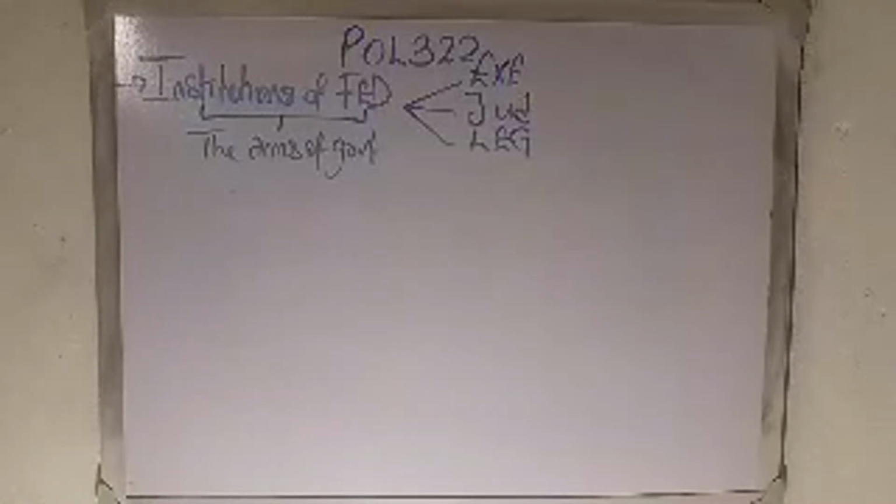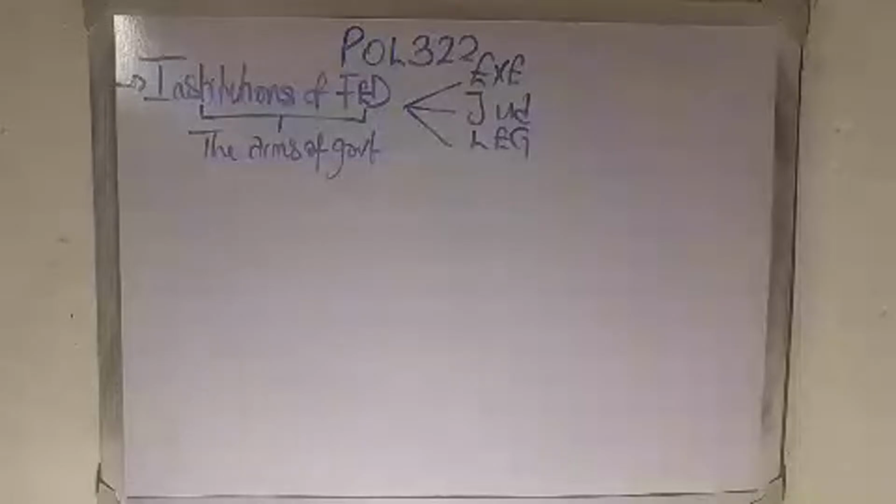So now, the executive happens to be one of the essential arms of government. The executive is well known for giving direction to government policies. The executive is responsible for giving direction to government policies and is also charged with the responsibility of implementing those policies. It is upon the shoulder of the executive to give direction, to give meaning.